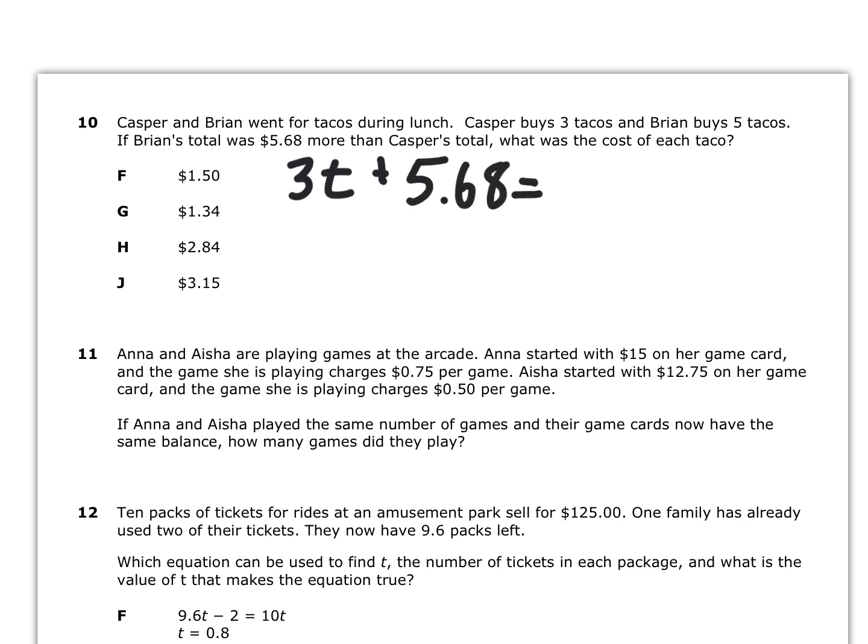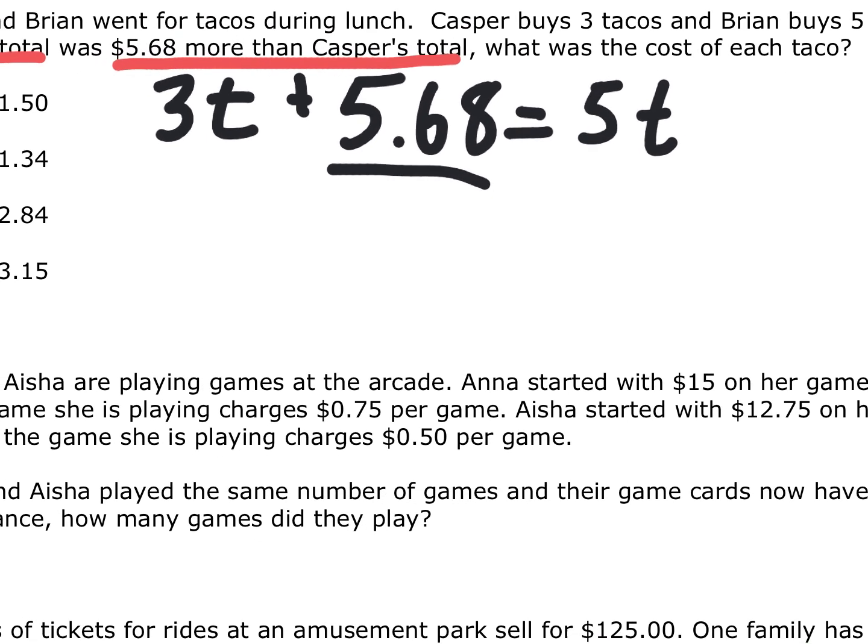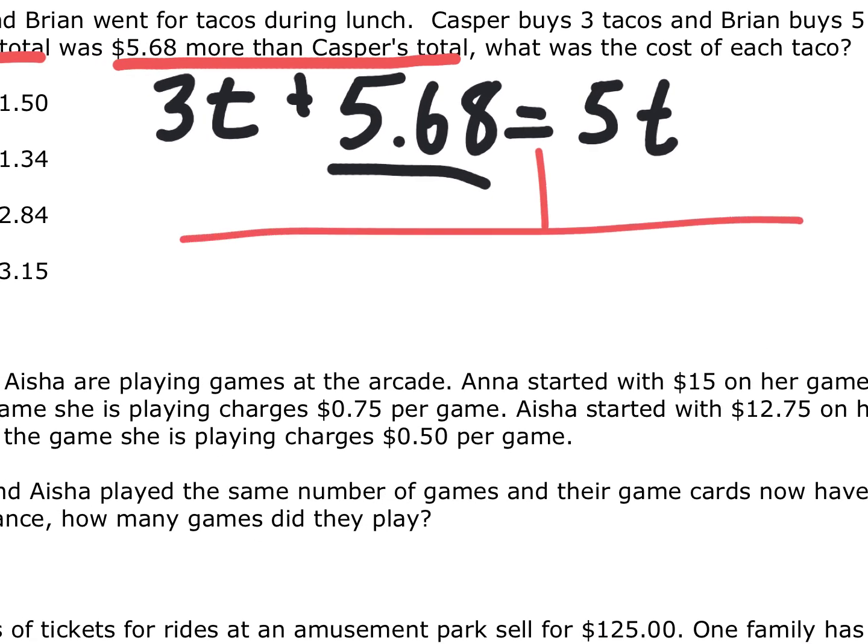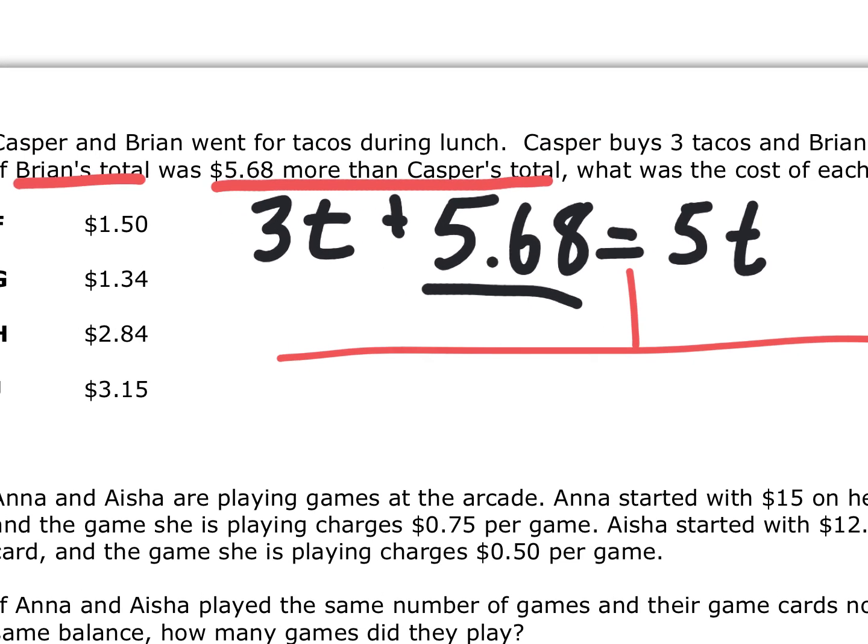5.68 equals 5 tacos. So why did I put the 5.68 on the side with the 3 tacos? Well, it said that the cost of Brian's was that much more than Casper's total. So I have to add it to the total from Casper's tacos. So once again, we've already got everything we need. We just need to move the 3t.